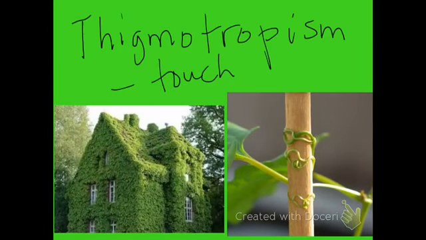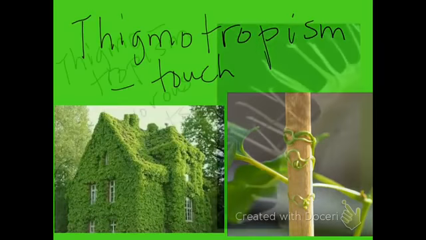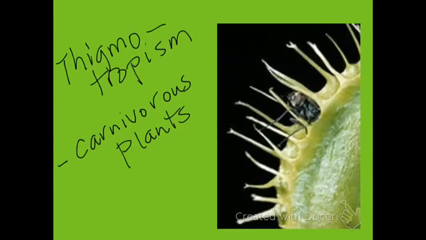Thigmotropism is a plant's response to touch. Any kind of creeping or climbing plant would need this response in order to move. Thigmotropism would also be at play for carnivorous plants. When the plant senses an insect is in the vicinity, it closes up and traps it.